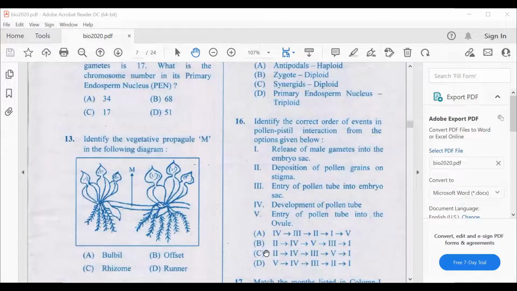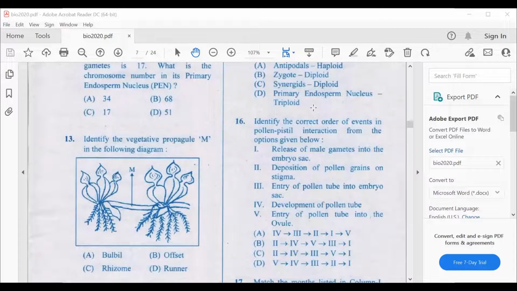Tasmia said option B. Yes, what about others? Kirtana said option B. Sindhu said option B. Vanike said option B. So here, the 16th question, option B, almost all of you answered option B. So let us see that.